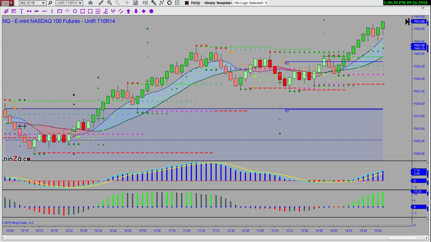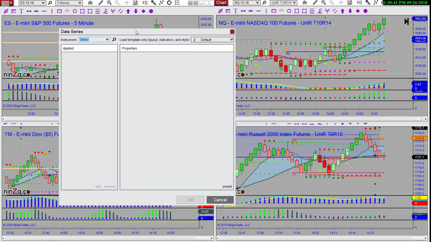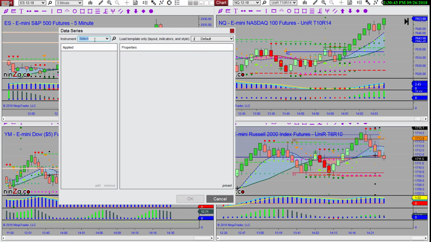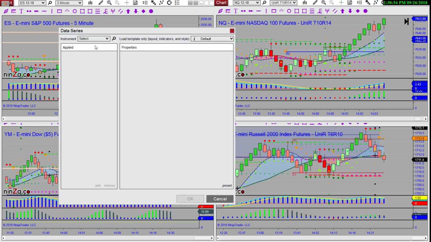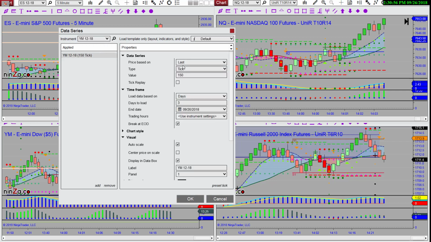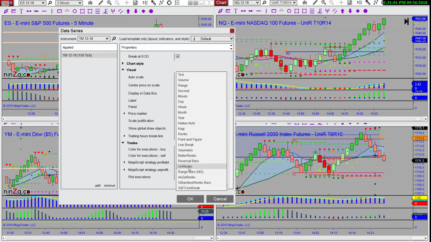Why don't I just do it this way? I'm going to go over here. I'm going to do a new chart. I don't think you're going to see this, but maybe in the replay you will, so I'll bring it up. Let's do the old. Let's take the Dow. I'm going to base it on last. We're going to do it on Unirenko.